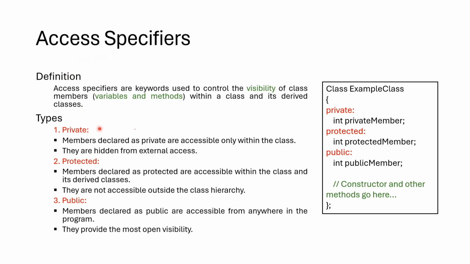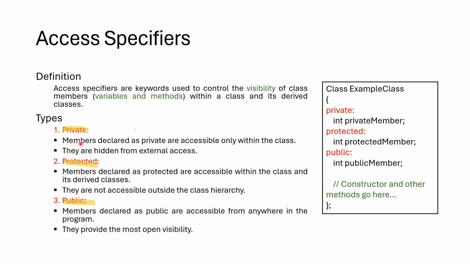In C++, access specifiers are the keywords that are used to control the visibility of members, which includes variables and methods within a class and its derived classes. There are three types. First is private, second is protected, and third is public.